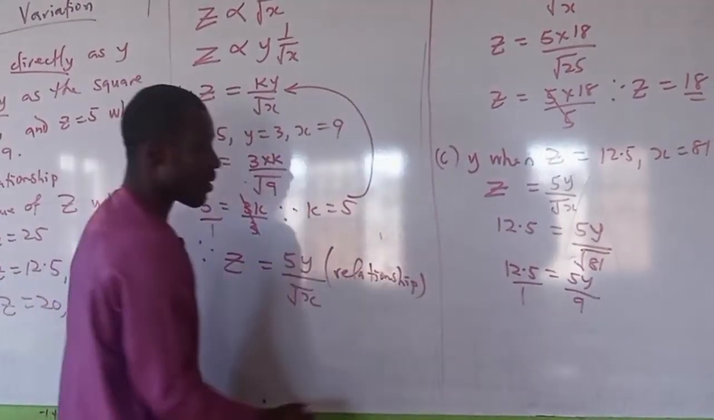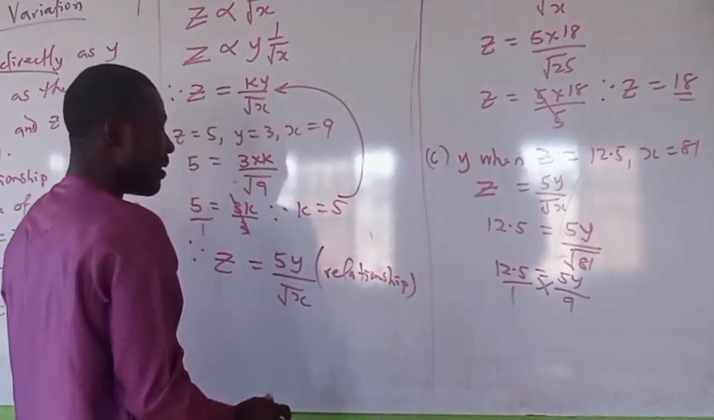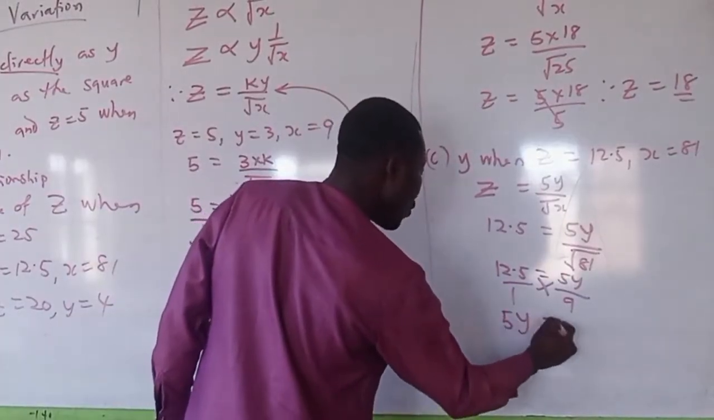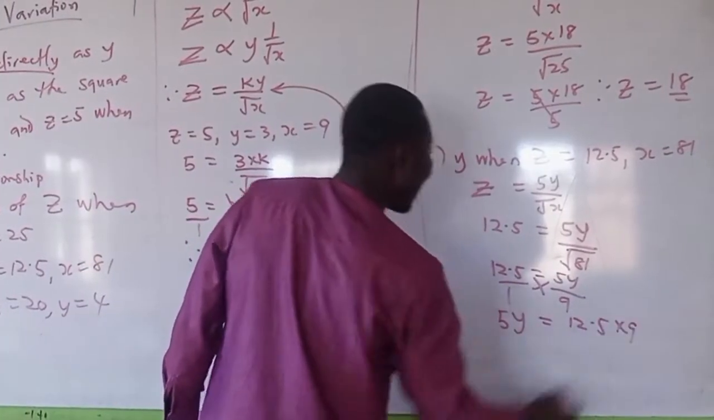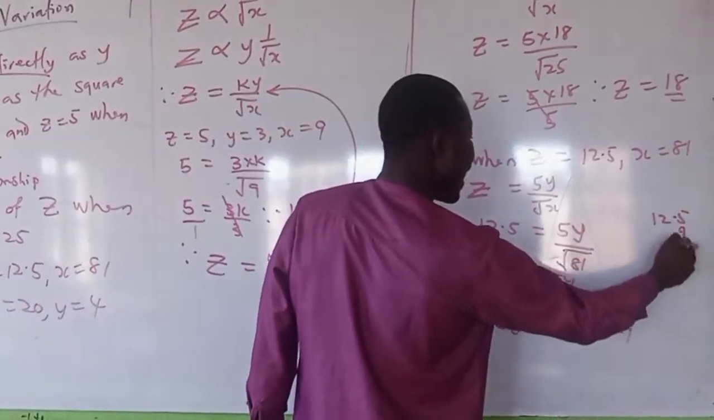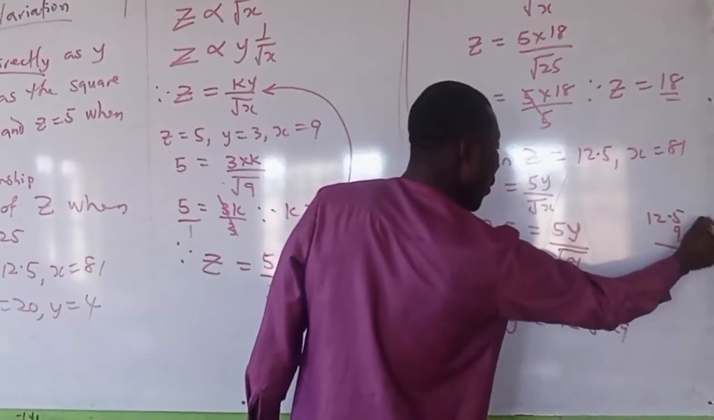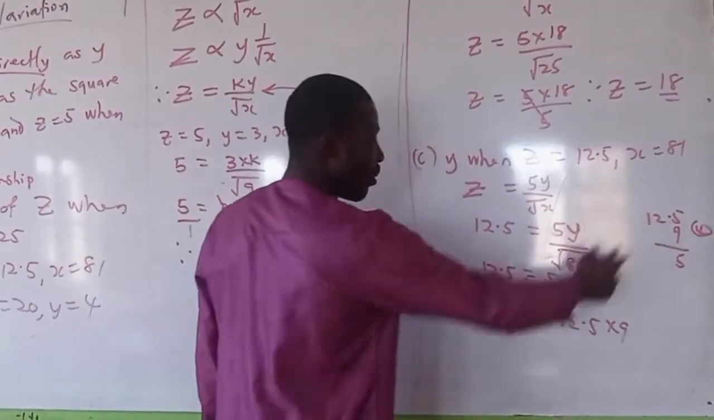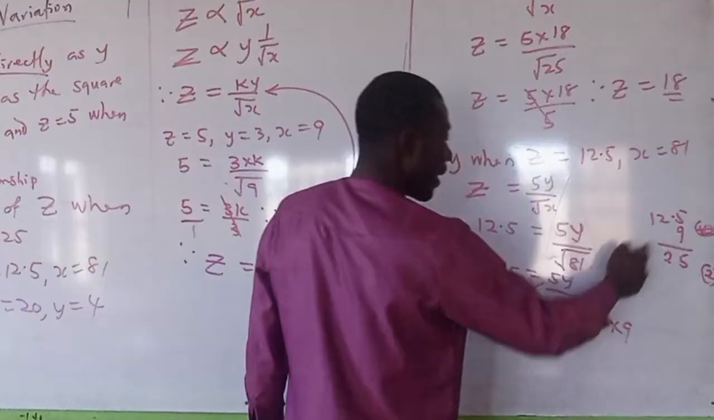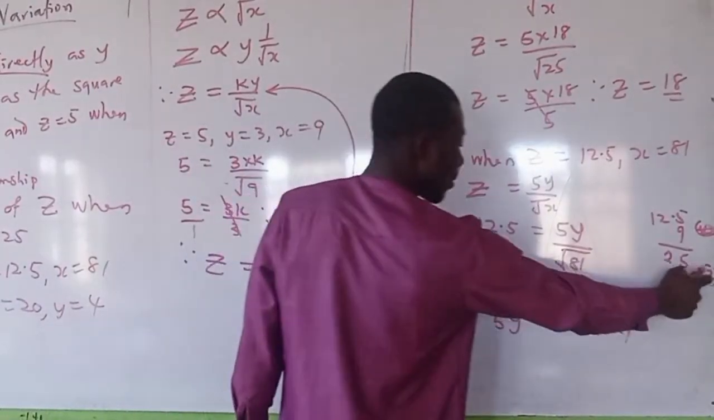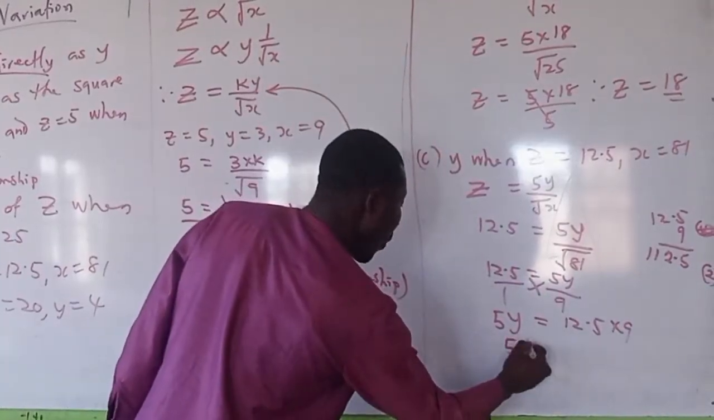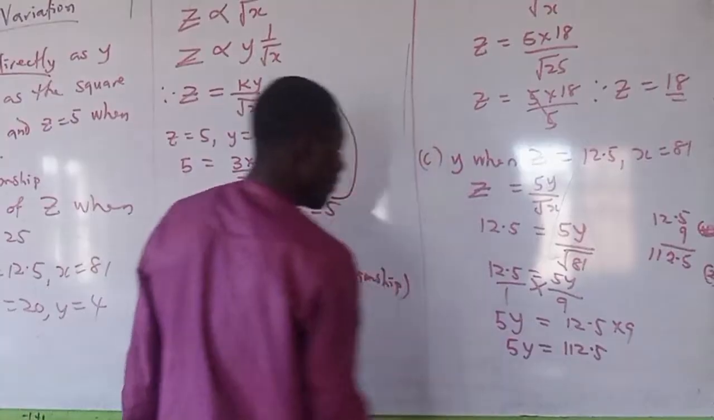There's something we are going to do that we call cross multiplication. When we cross multiply, this will give us 5y equal to 12.5 multiplied by 9. I normally tell my students, let's multiply this one somewhere. 12.5 multiplied by 9: 9 times 5 gives us 45, we keep 4. 9 times 2 is 18, plus 4 gives us 22. We keep 2 this time around. 9 times 1 plus 2 is 11. We have this: 5y equals 112.5.